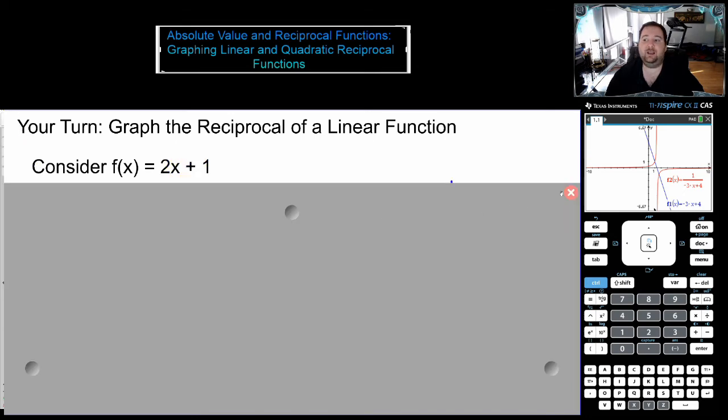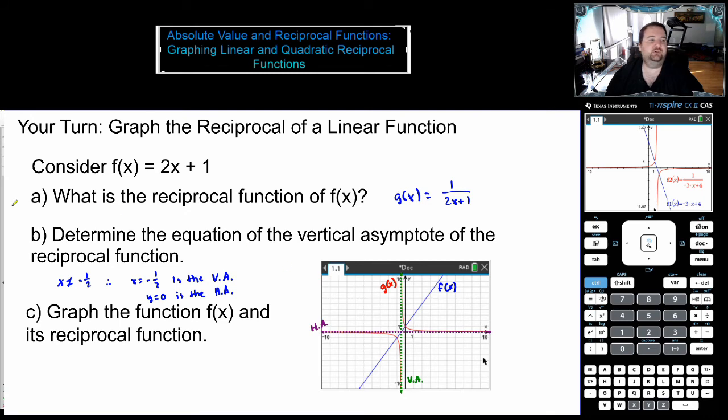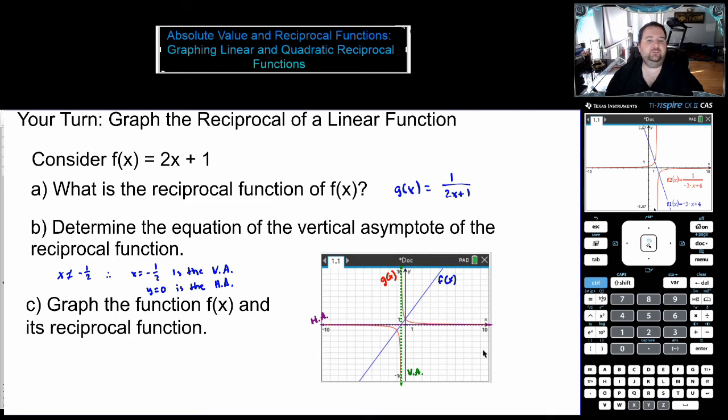Okay, welcome back. Let's go through our solution. So here we're asked to graph f of x equals 2x plus 1. And that's going to be this line here. How would you have graphed it? Well, you have the y-intercept of 1 and a slope of 2. And that's enough information to graph your f of x line.